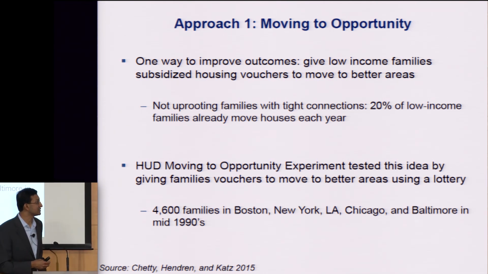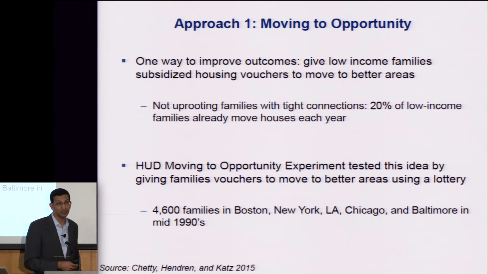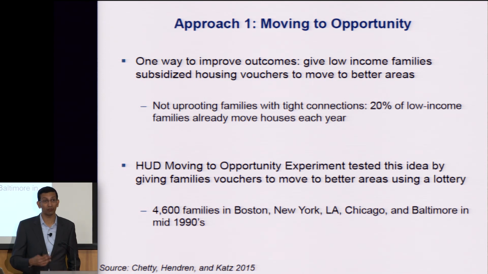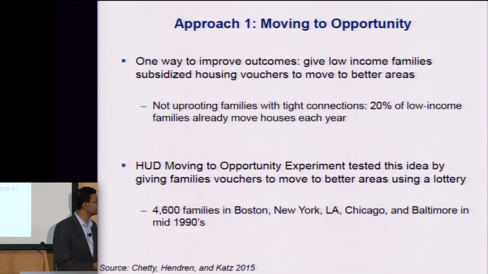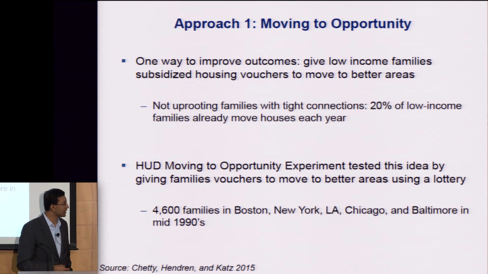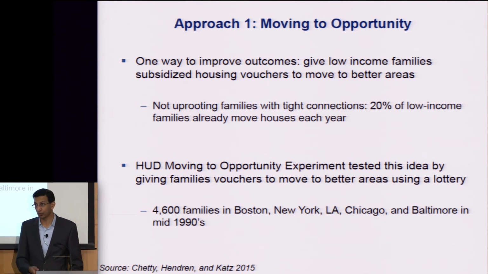1990s they tested this type of system by giving families vouchers to move to better areas, lower poverty census tracts, using a randomized lottery. So in a very famous experiment called the HUD Moving to Opportunity experiment, these roughly 5,000 families in 5 large cities in the US got vouchers to move to lower poverty census tracts.